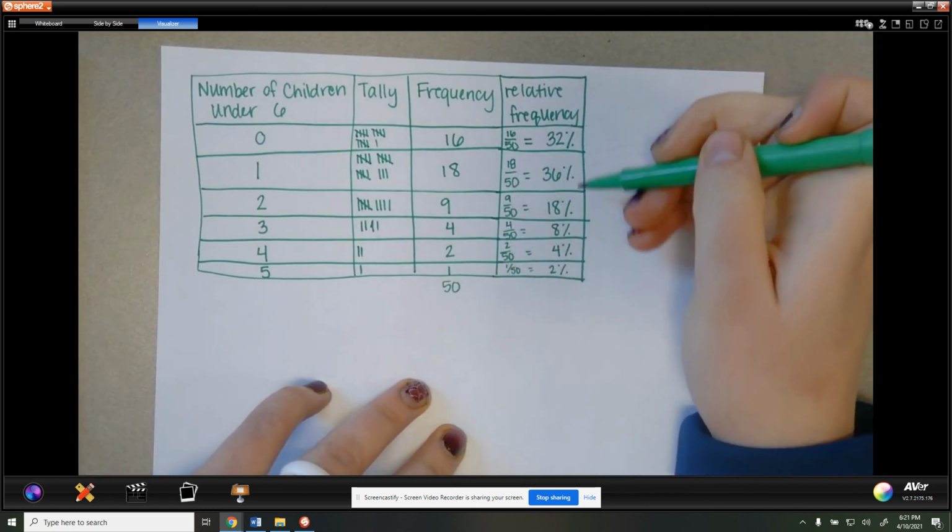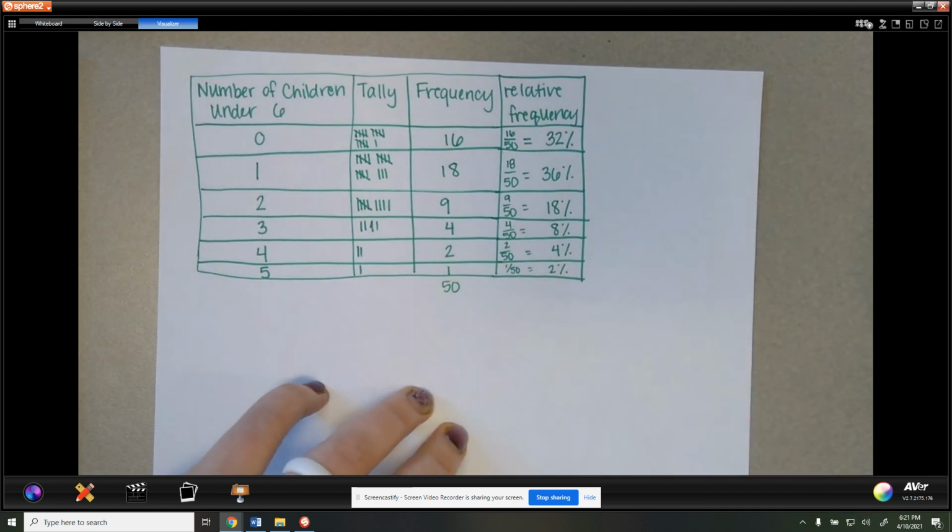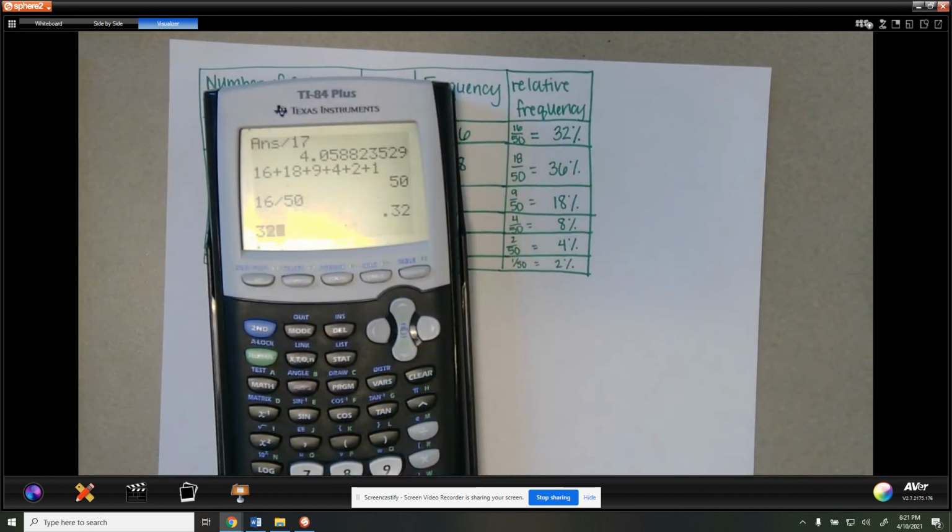Okay, and so this should add to 100% as well. We could double check that, I suppose. 32 plus 36 plus 18 plus 8 plus 4 plus 2 is 100.